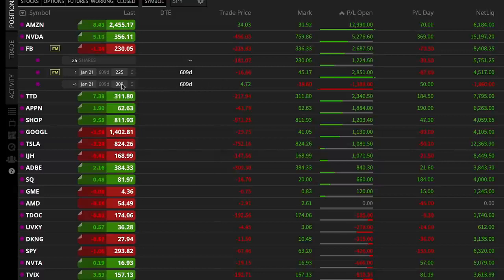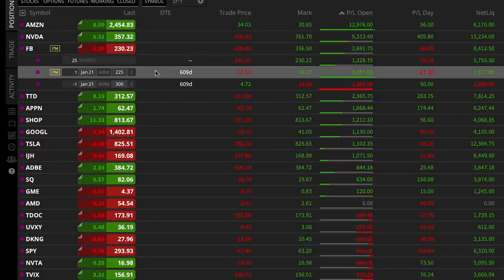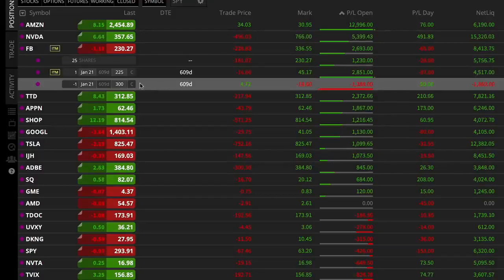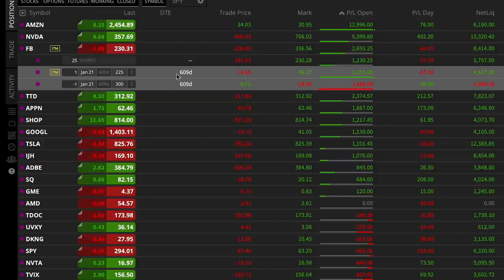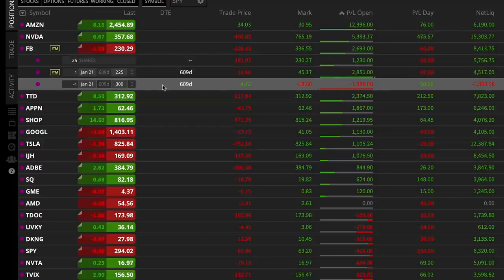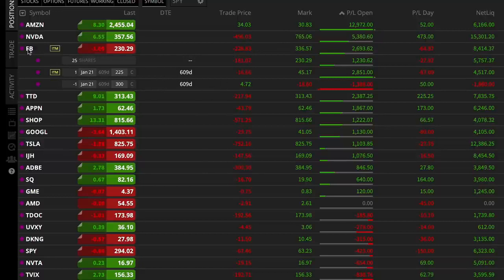But the second portion of that trade was shorting a 300 call for $4.72, and this essentially reduces the cost of buying the option. But since I shorted this 300 call for $4.72 and it is currently at $18.60, I have a loss of $1,388 on this option. So this is a spread, but as we can see, the 225 call, which has a lower strike price, has increased far more than the increase in the 300 call. So I'm still up money even though I have this portion of the trade that has lost money. Overall, the trade is positive.